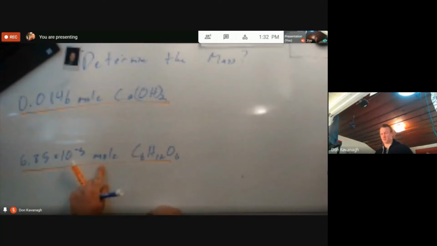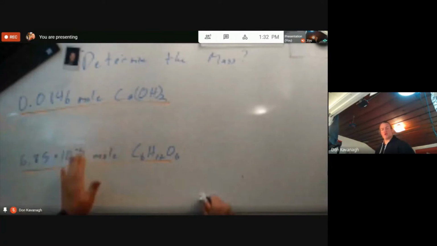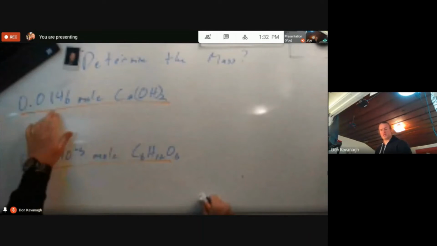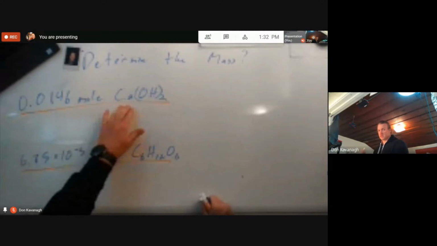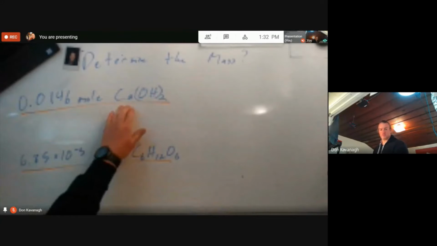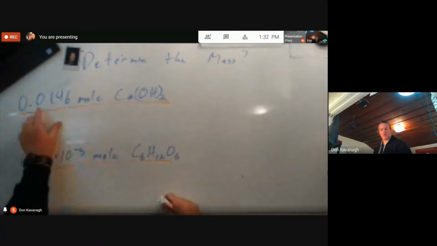If it makes you feel comfortable, if these were donuts and you bought 0.0146 dozen donuts, that would be the quantity of donuts you bought. We need to determine the mass. This number of moles, or this quantity of calcium hydroxide, is going to weigh how much?